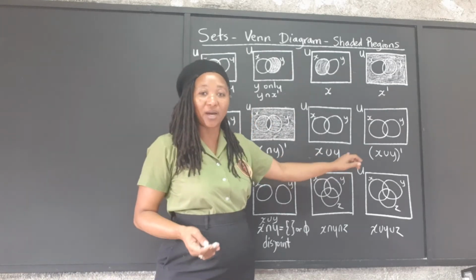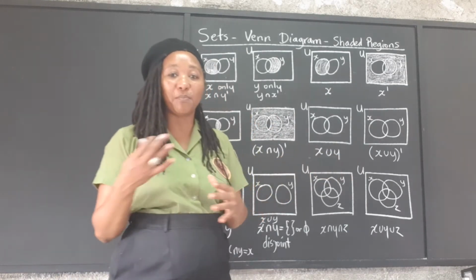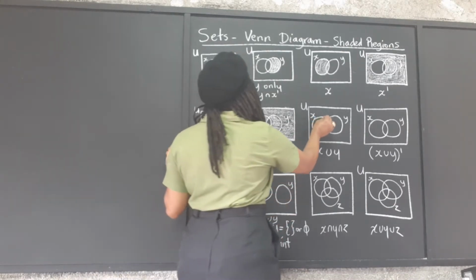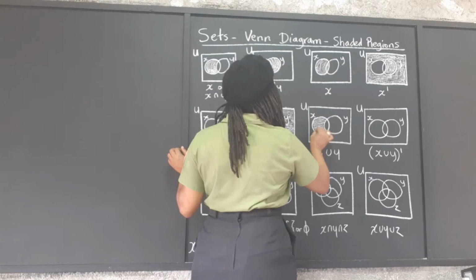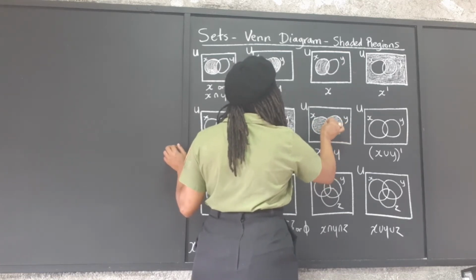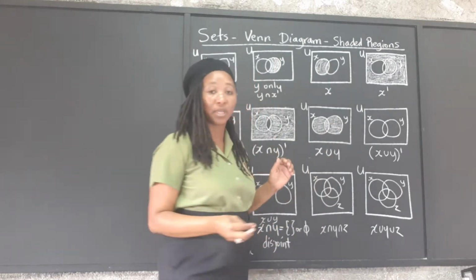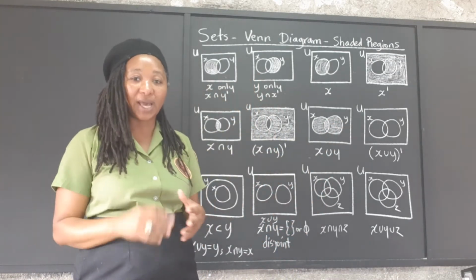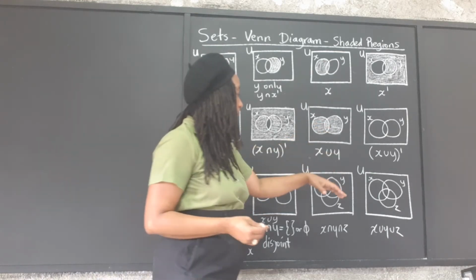X union Y, the union, what is in both X and Y together combined. So that's X, Y, as well as their intersection. That's the union. Everything in X, everything in Y, including their intersection.